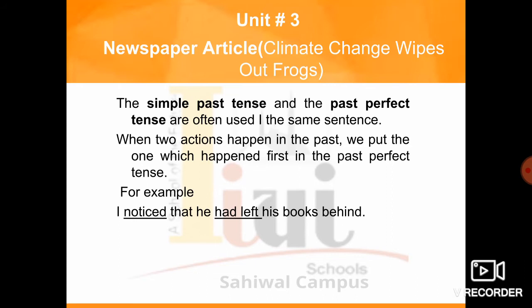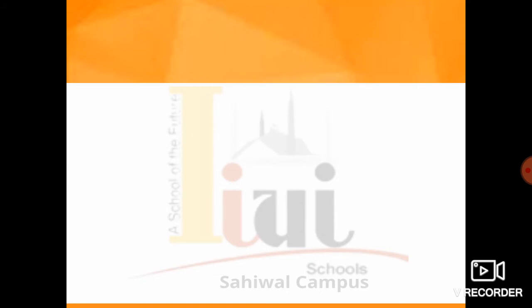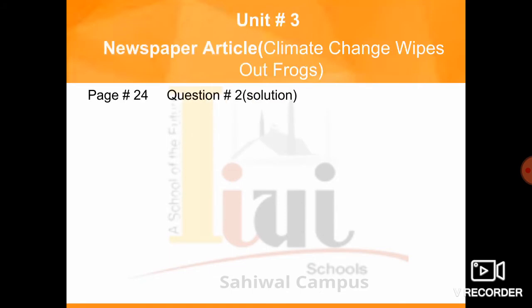Did you understand it? Okay, you will understand it better when we do exercise number 2 here. On page number 24 again, question number 2 is: complete these sentences with the correct form of the verb. Each sentence should have 1 verb in the simple past and 1 verb in the past perfect tense.